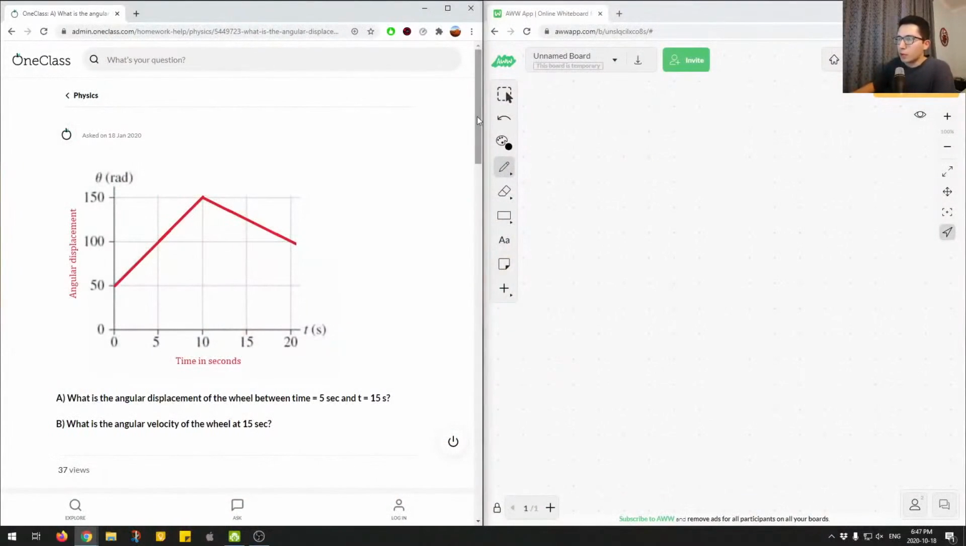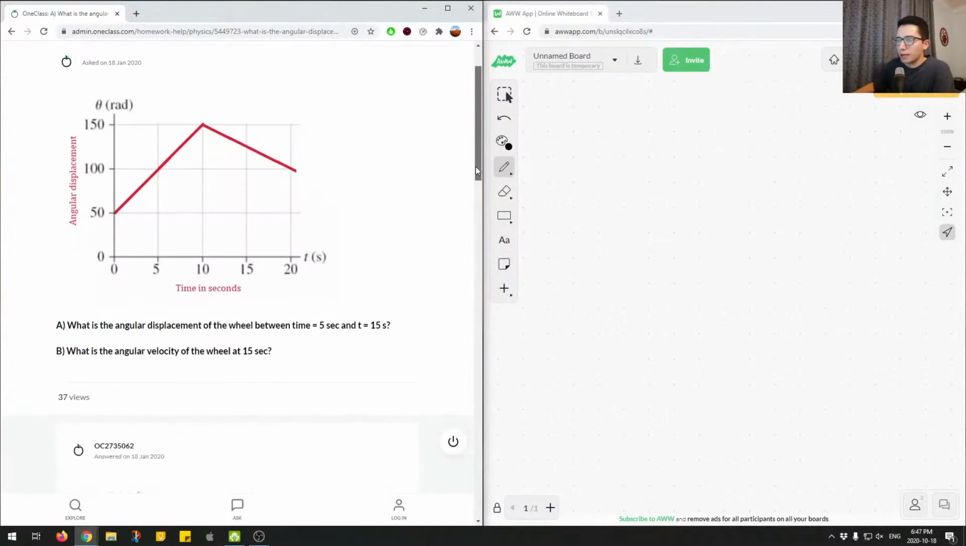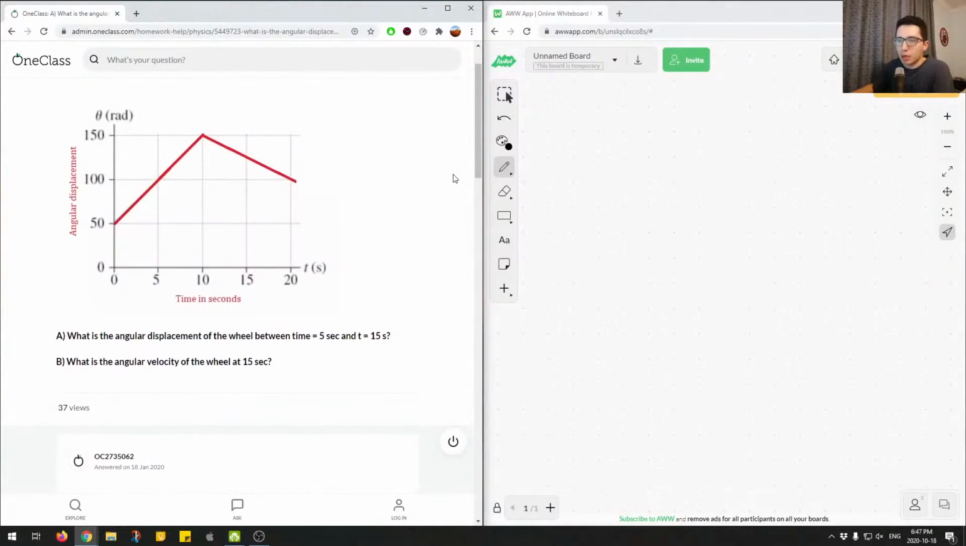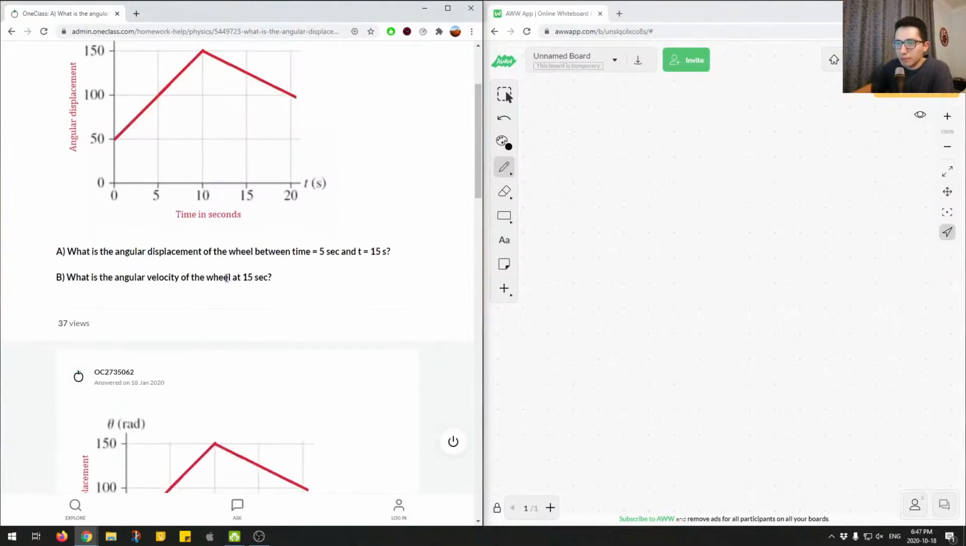Okay, so we're going to look at the question and then look at the junior tutor's answer, and then we're going to try to verify the answer and go through the correct process on how to get the solution. This first question gives us a plot, angular displacement on the y-axis and time in seconds. Part A: what is the angular displacement of the wheel between time equals 5 seconds and time equals 15 seconds? And part B: what is the angular velocity of the wheel at 15 seconds? So we're trying to evaluate these two components based on this plot.